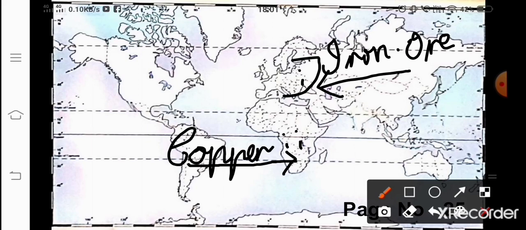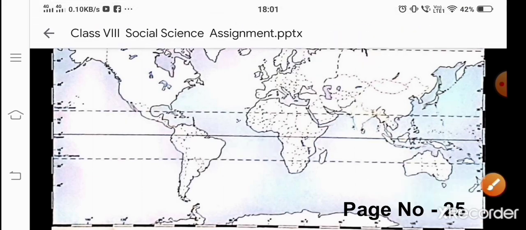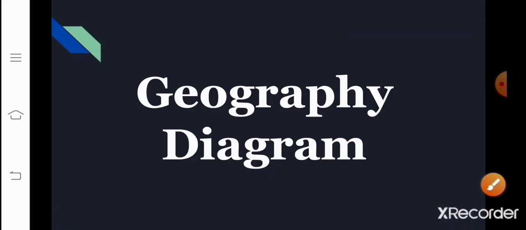Understood? Okay. If you want to refer for the location, you can refer to the previous map that I have shown, the clear location to you. Okay. Now let's move to the next geography diagram.